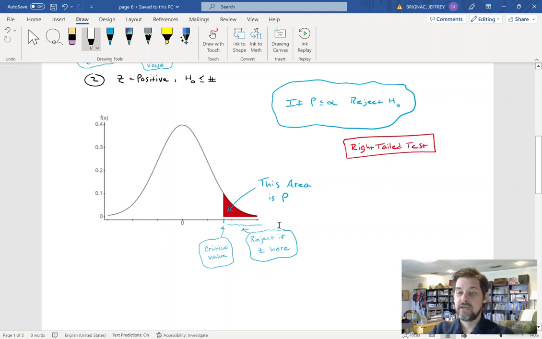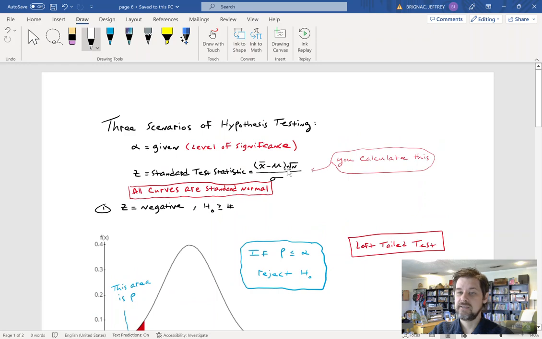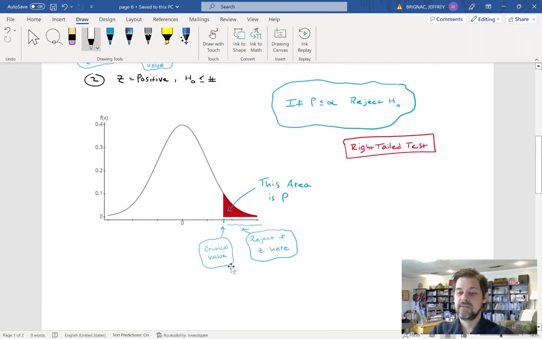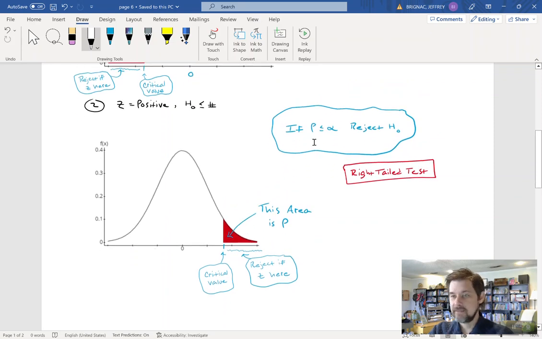We would reject the null hypothesis if z, which is the standard test statistic, is over here to the right of the critical value. That's the same thing as saying if p, the area of this region here, is less than alpha, we'll reject H naught.